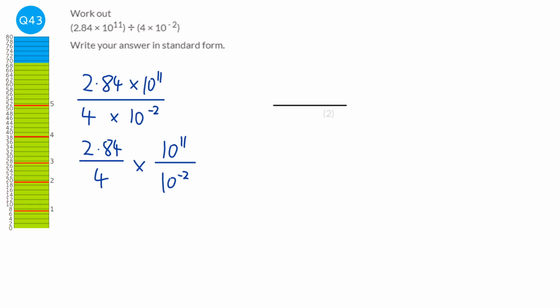So we're going to just do the bus stop method. So 4 on the outside, and we've got 2.84 on the inside. 4's into 2 don't go, so carry the 2 across. 4's into 28 go 7, and 4's into 4 go 1. So it's going to be 0.71 times, and then the rules of indices say that if you divide two powers of the same base, they're both 10, then you just take away the power. So it's 11 take away minus 2. Now the two minuses, the two takeaways, actually convert to a plus, so it would be 11 plus 2, which would be 13, so it would be 10 to the power of 13.